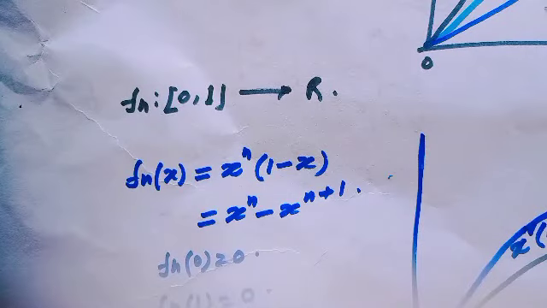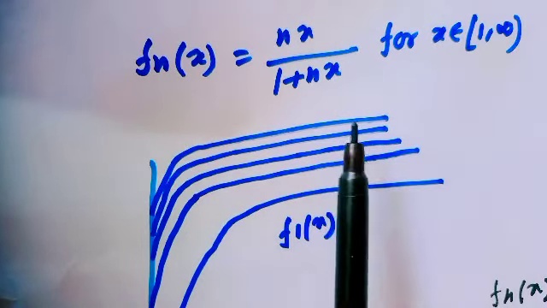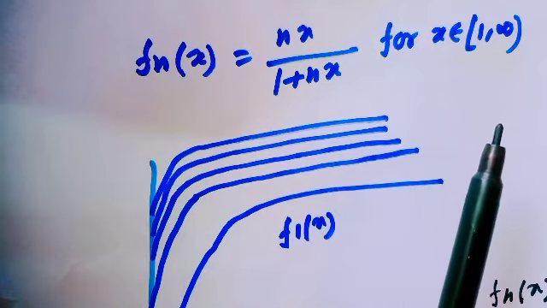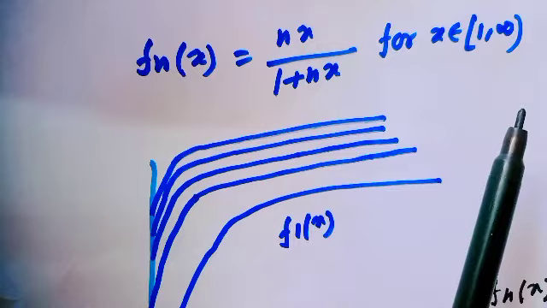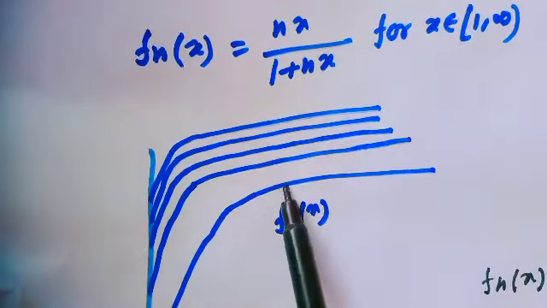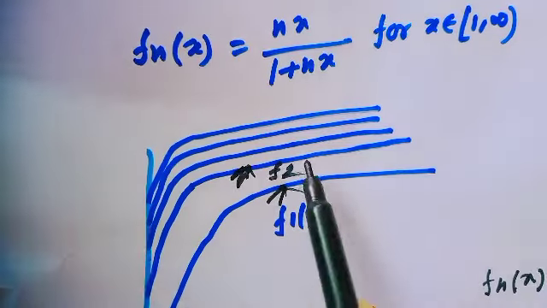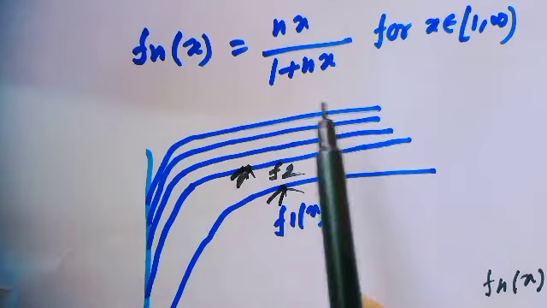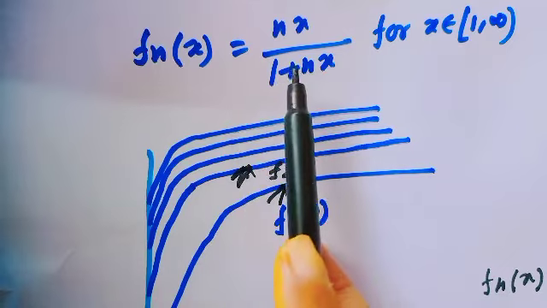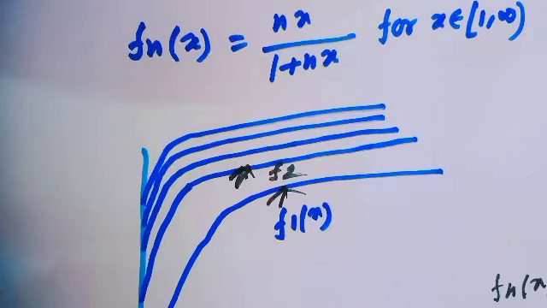Are you getting it? Well, the next function is fn(x) equals nx over 1 plus nx, which is defined for all x belonging to the interval [1, infinity). Notice the graph looks like this: this is f1(x), this would be f2(x). The graph would be of this type because f1(x) would be x over 1 plus x, f2(x) would be 2x over 1 plus 2x, and so on. Are you getting it?